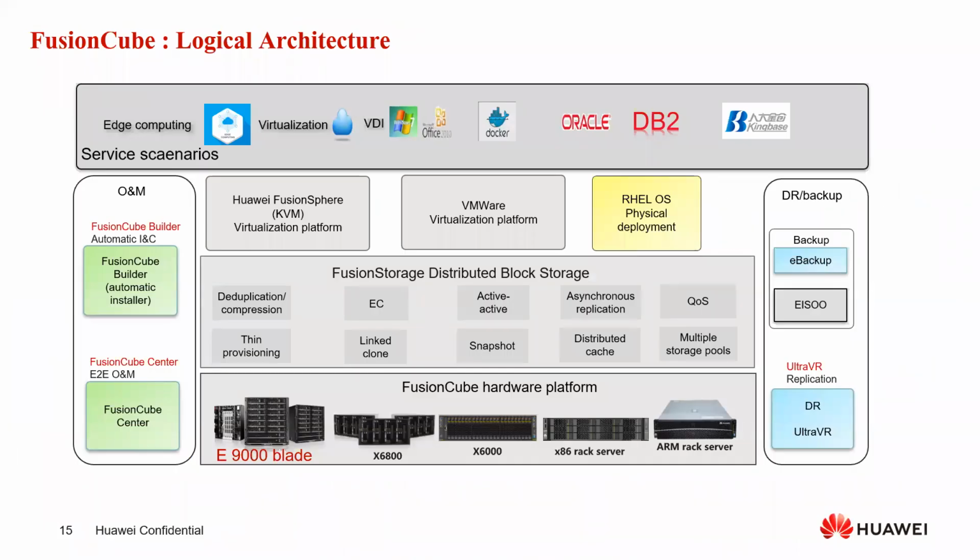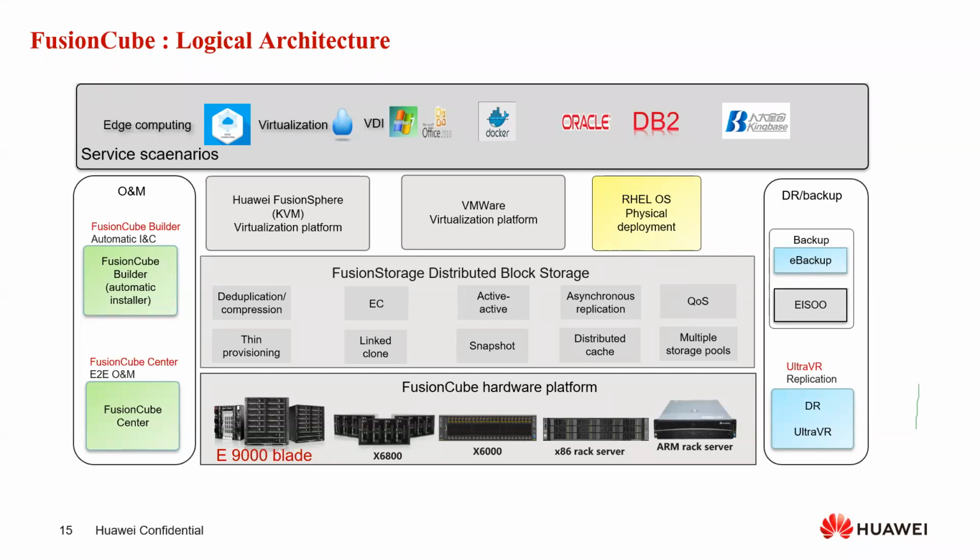The FusionCube logical architecture, as I explained: in FusionCube, we don't require a storage device. First is the hardware, the FusionCube hardware platform. In the hardware platform, the servers might be a blade chassis, a high density server, or a rack server, Intel based or ARM based. On top of the hardware layer, there are two layers. One is the virtualization layer. The virtualization layer might be Huawei FusionSphere, Huawei's own virtualization platform, or it might be the VMware virtualization platform, vSphere.